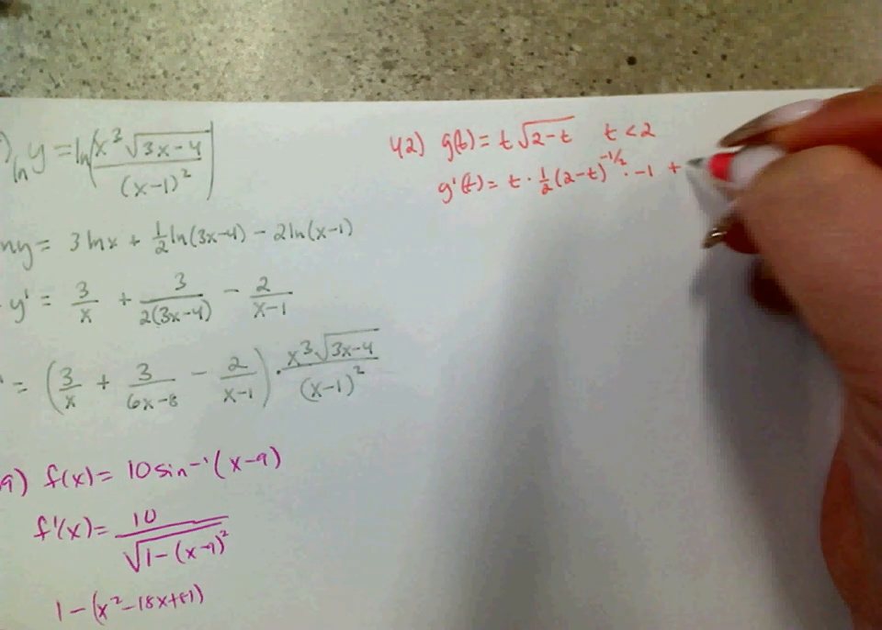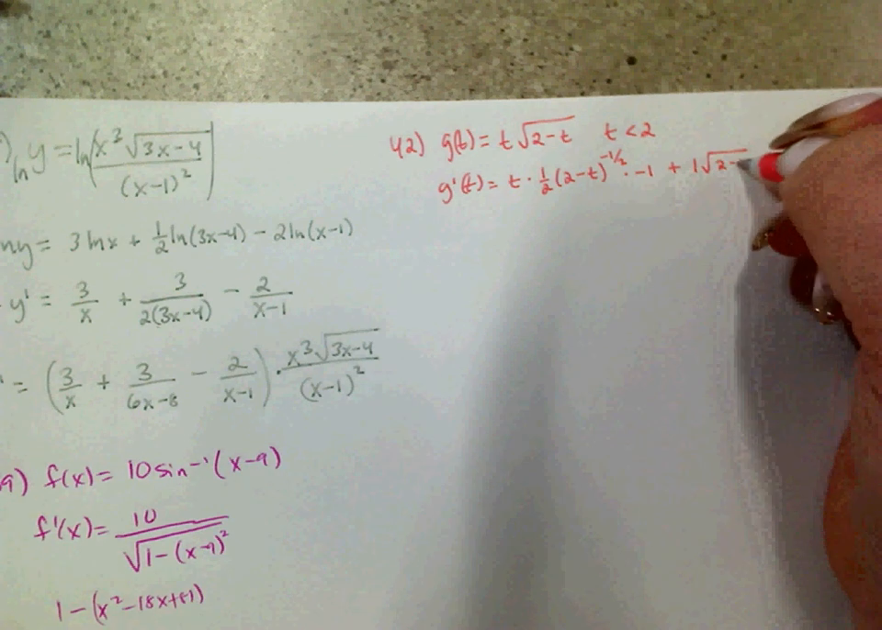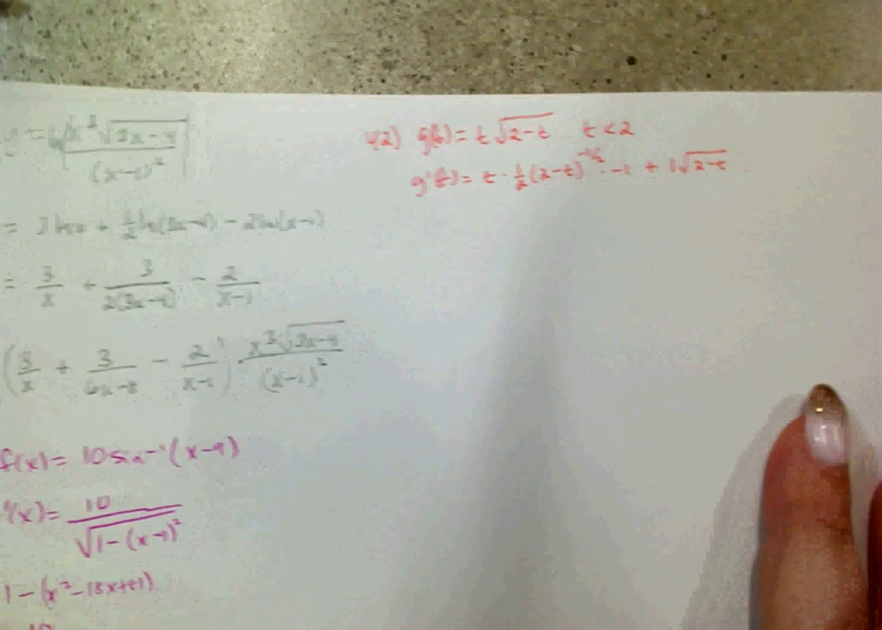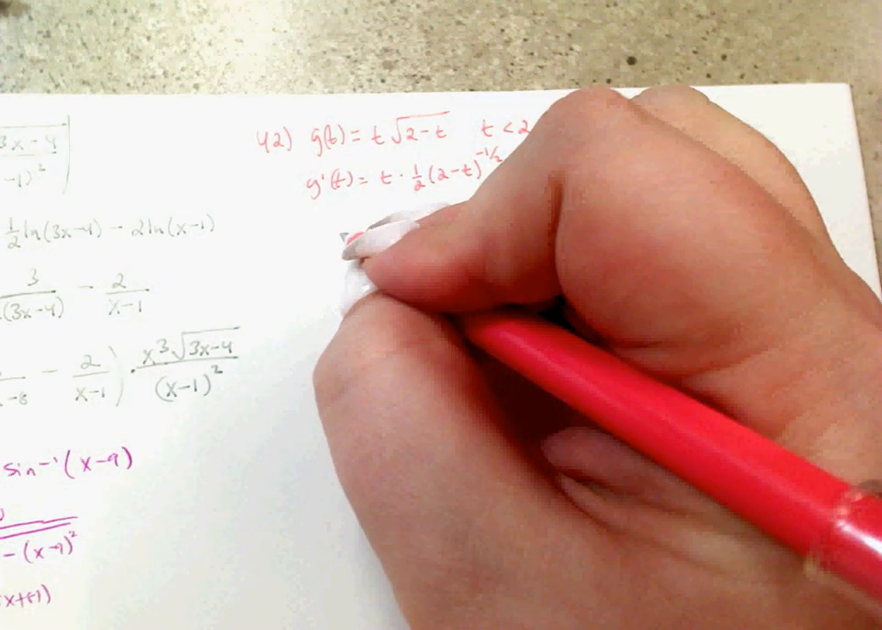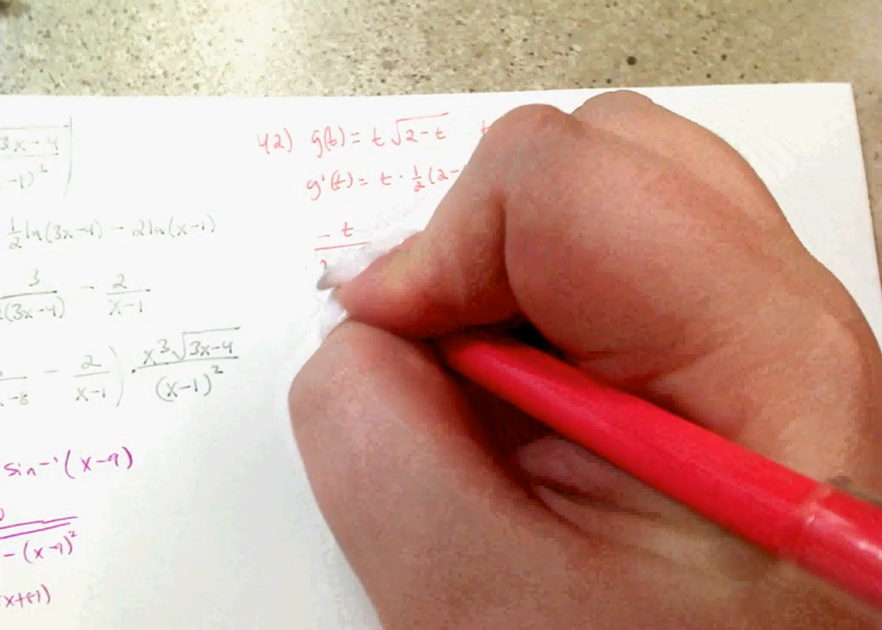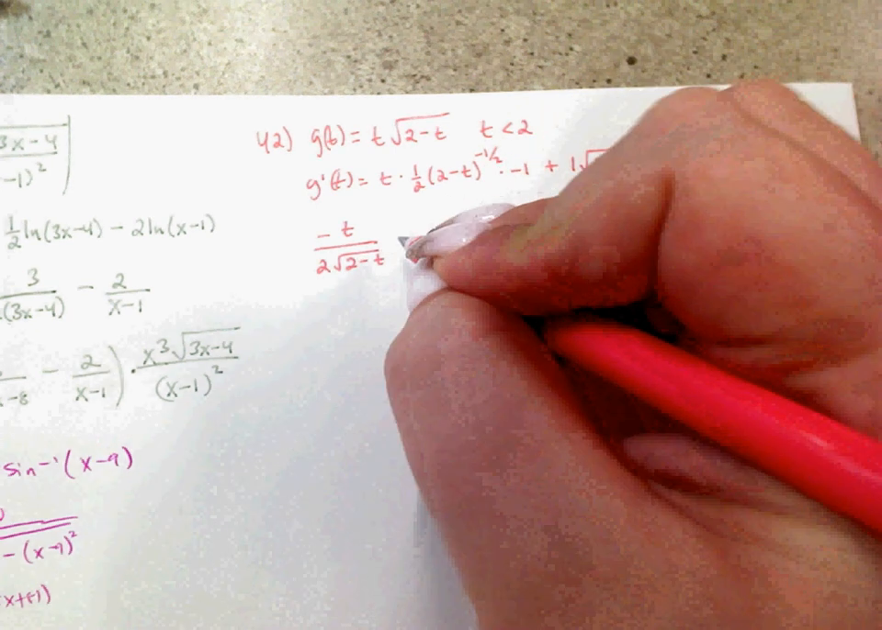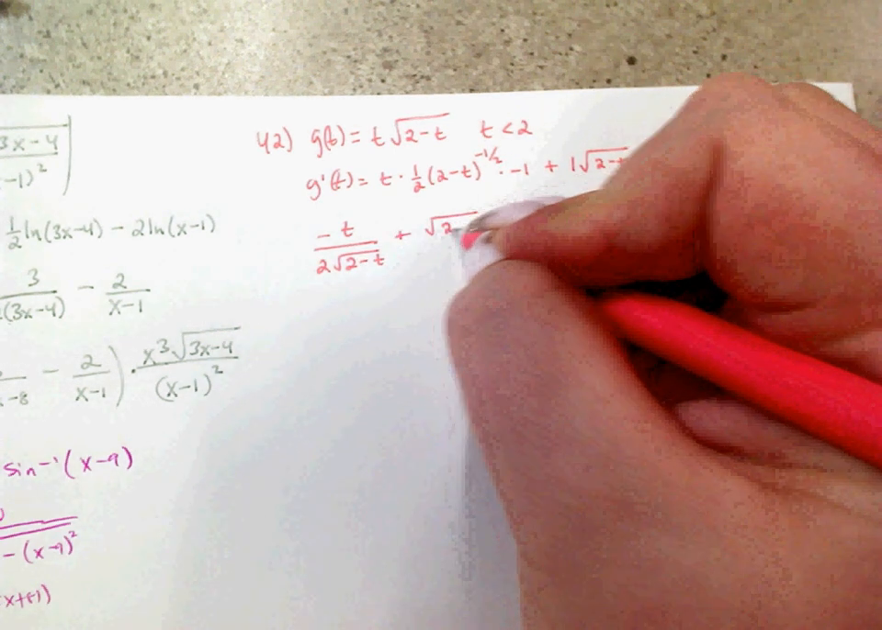And that is a square root situation, so we're going to rewrite it with negative t over 2 square roots of 2 minus t, plus the square root of 2 minus t, which is over 1. And then we're going to do a common denominator.